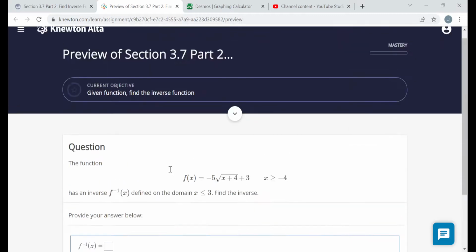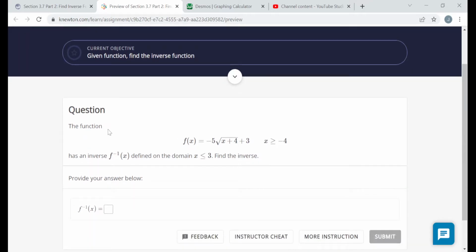Alright, so this first objective we're looking at is: given a function, find the inverse function. We're told here the function, f of x equals -5 times the square root of x plus 4, and then plus 3. And remember, you can't take the square root of negative numbers because you'll get a non-real output. So that's why over here they mentioned the domain, the values of x that can be plugged in here. x has to be greater than or equal to -4.